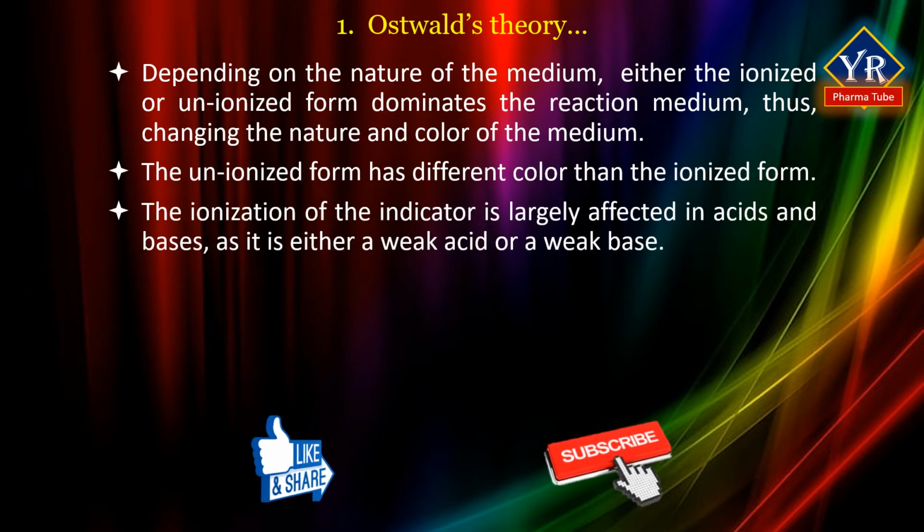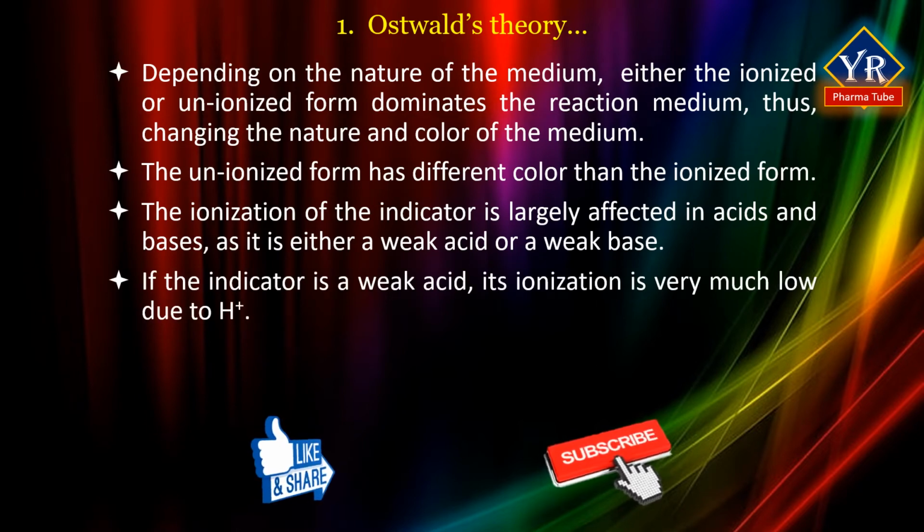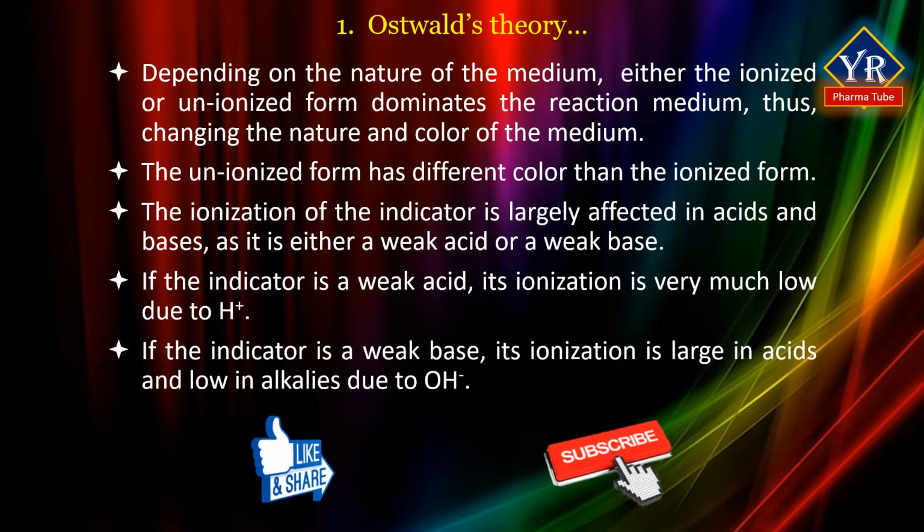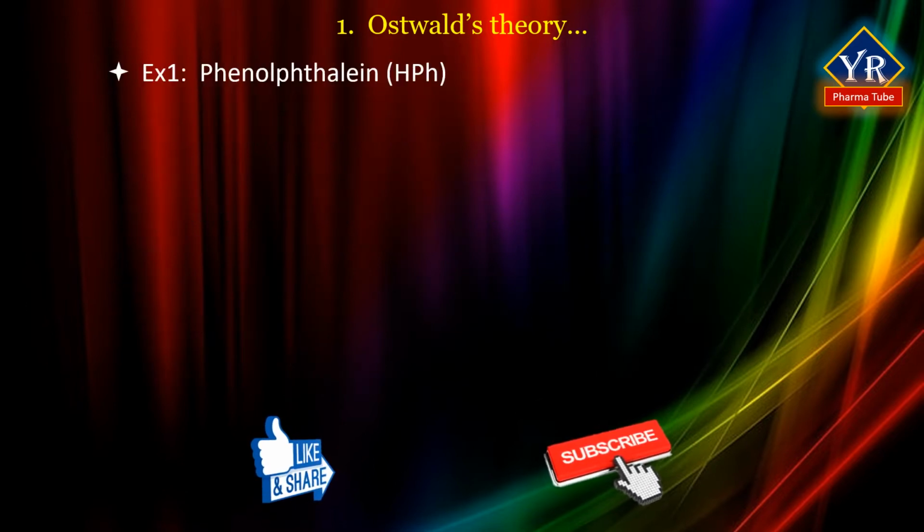It is to be understood that the ionization of the indicator is largely affected in acids and bases as it is either a weak acid or a weak base. In case the indicator is a weak acid, its ionization is very low in acids due to common hydrogen ion concentration, while it is fairly ionized in alkalis. Similarly, if the indicator is a weak base, its ionization is large in acids and low in alkalis due to common hydroxide ions.